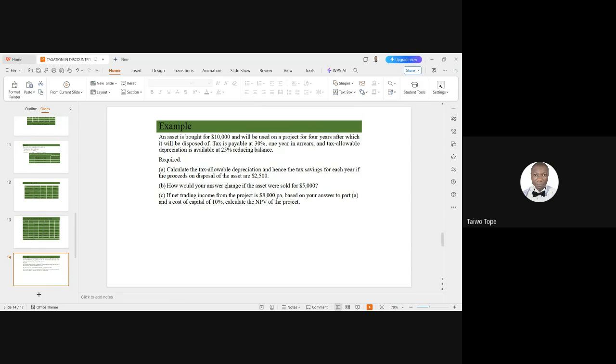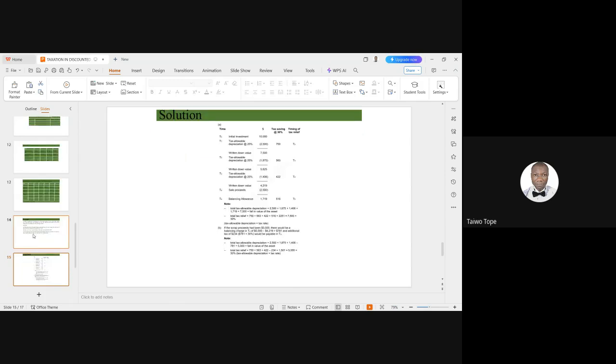How would your answer change if the asset were sold for $5,000? If net trading income from the project is $8,000 per annum, based on your answer to part A and a cost of capital of 10%, calculate the NPV of the project.